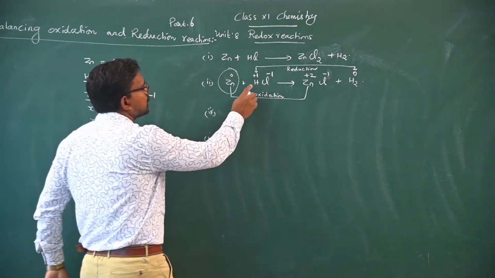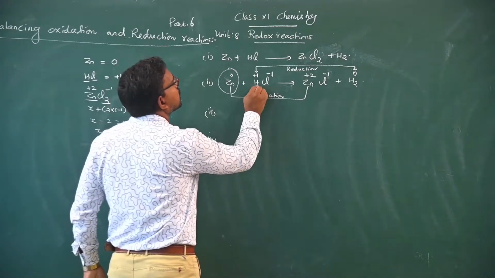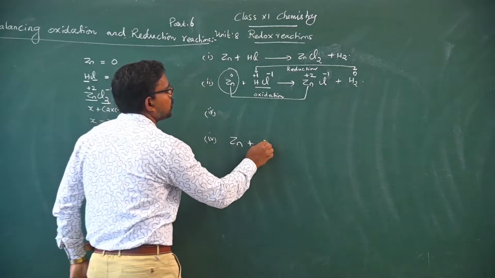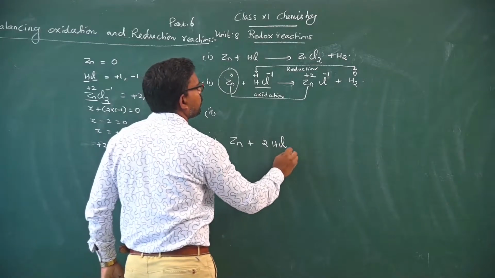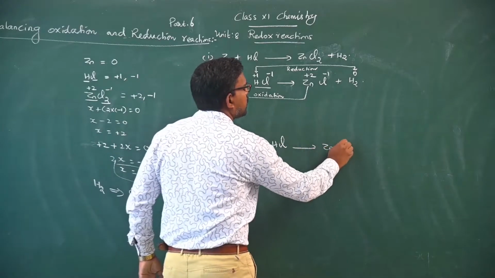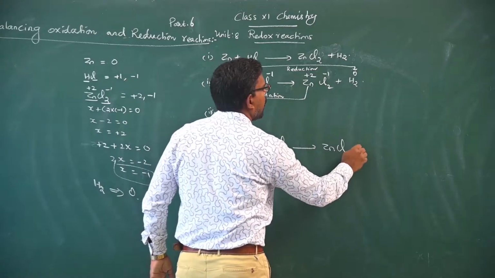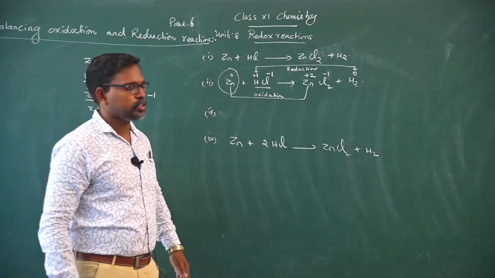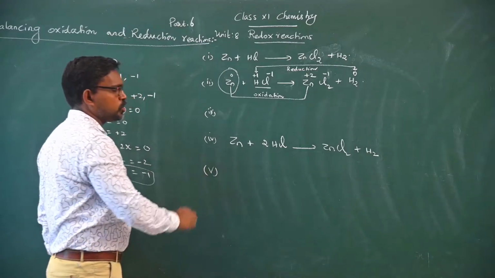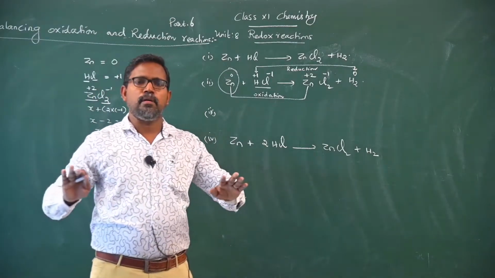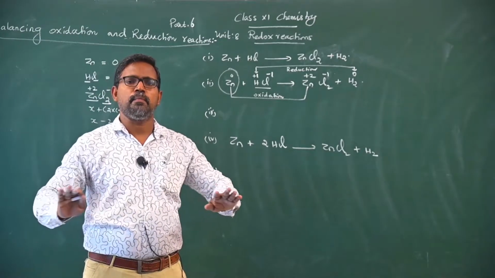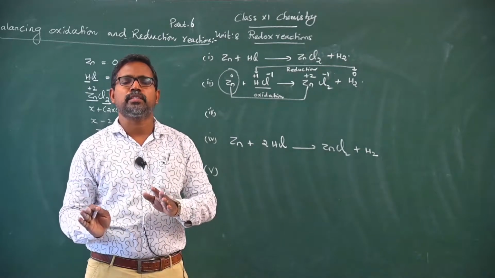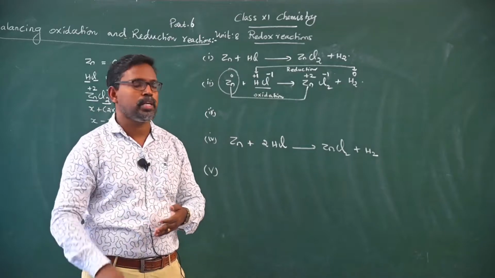That 2 must be multiplied in the next reactant, that is hydrochloric acid. Zn plus 2HCl gives ZnCl2 and hydrogen. In the fifth stage, normal balancing by varying the reactants and products by multiplying by a suitable number.